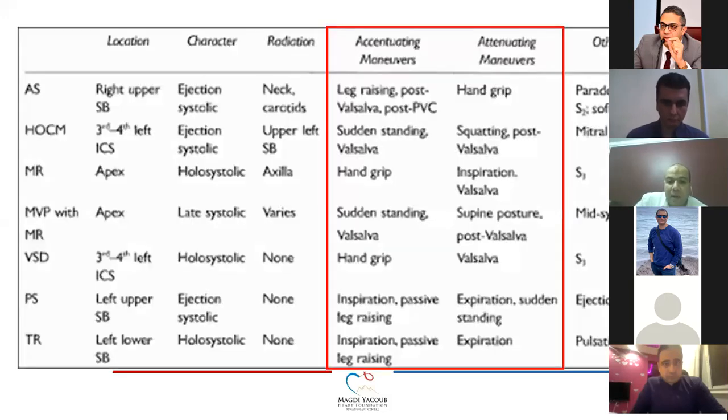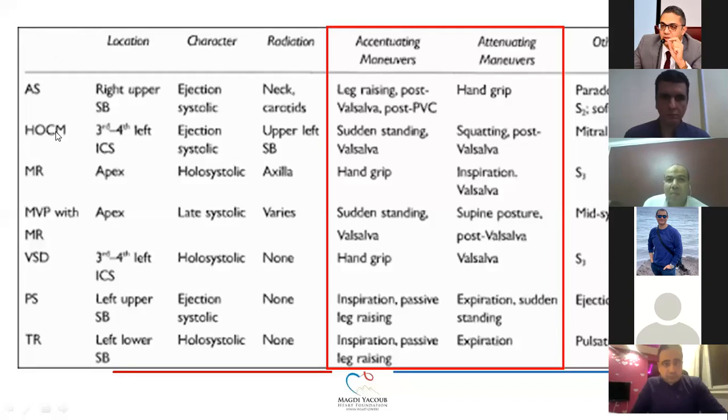This table further differentiates between the lesions. We can see here on the left side the lesions: aortic stenosis, HCM, mitral regurg, VSD, and pulmonary stenosis and TR, and we can differentiate between the PS and TR murmurs and the HCM murmur. PS and TR usually increase with inspiration and increase in the venous return, while the HCM murmur decreases in intensity with increasing the venous return.